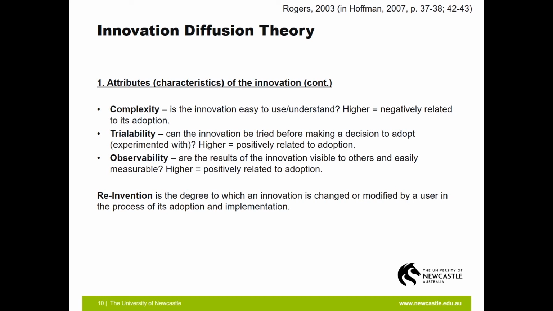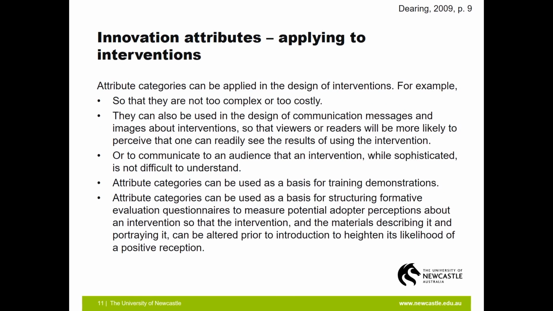and this comes to, I guess, trialability and observability a little bit. Reinvention is the degree to which an innovation can be changed or modified by somebody as they're actually adopting it. So is there some flexibility built into your innovation? Can users shift it or change it a little bit in order for them to adopt it as they're going through that process? And if they can, then that is going to increase their likelihood of not just adopting your innovation, but doing it sustainably, so actually continuing to use it over time.